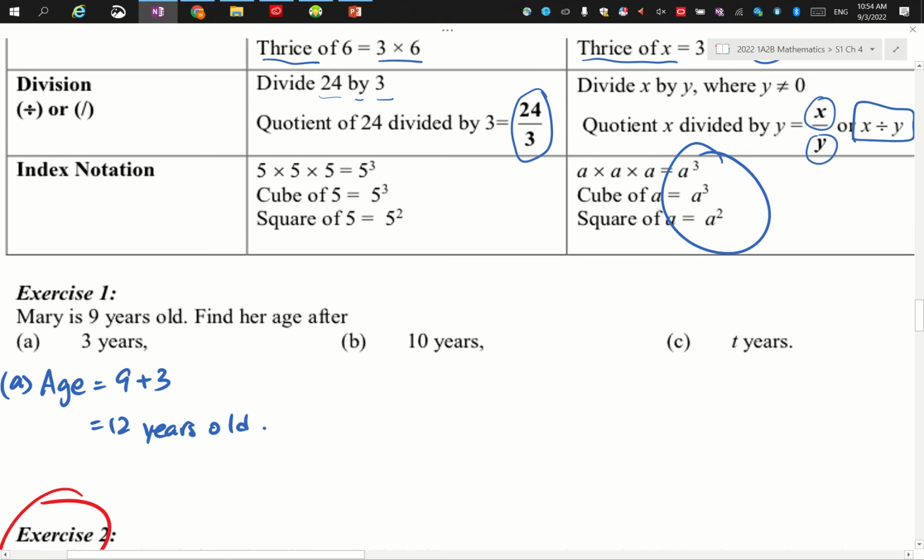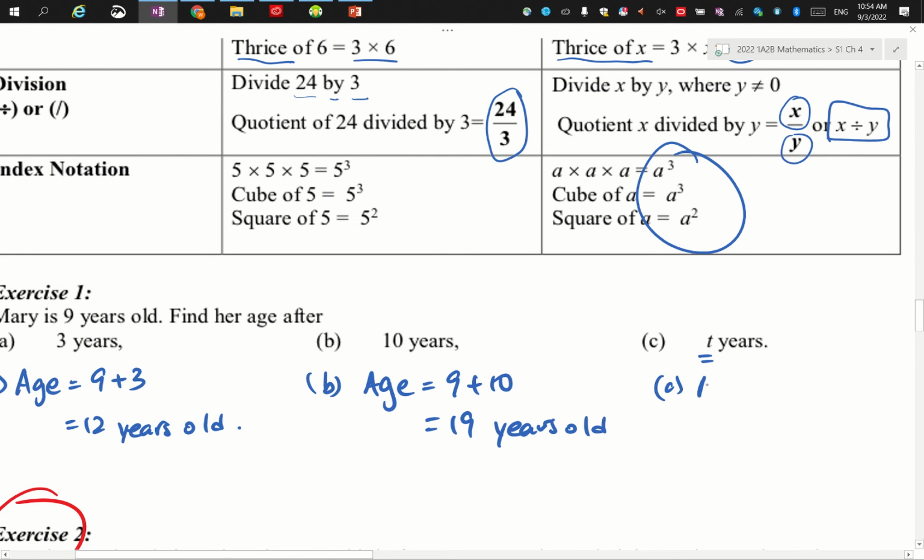So in part B, the age after 10 years. Age equals 9 plus 10. We get 19 years old. Finally, after T years, what is her age? Equals 9 plus T.